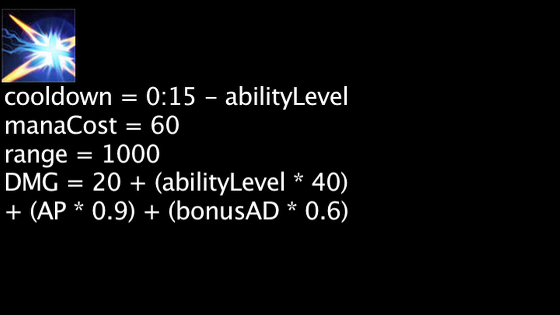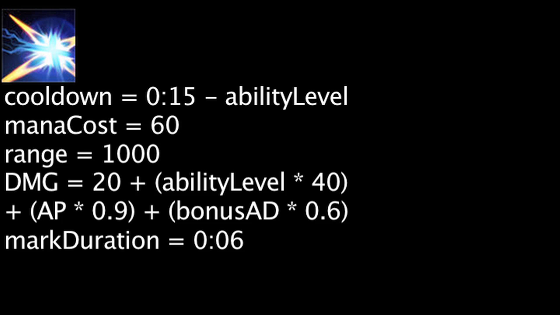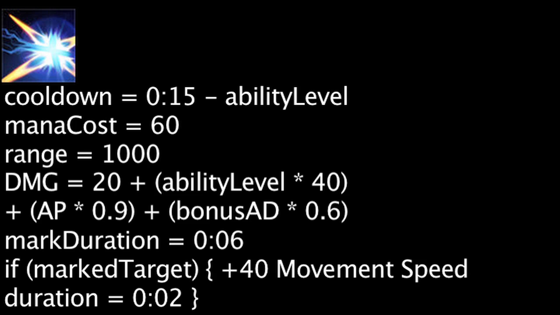The targets hit will also be marked for 6 seconds. When Lucian auto-attacks a marked target, he will also gain 40 movement speed for 2 seconds. Auto-attacking a marked target will not consume the mark.